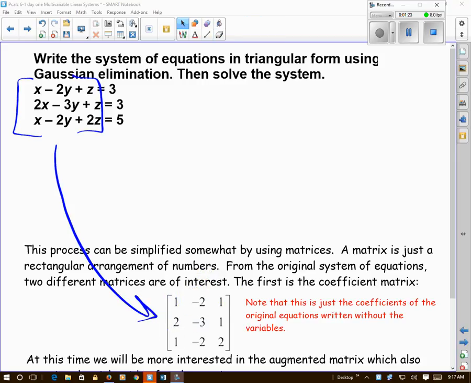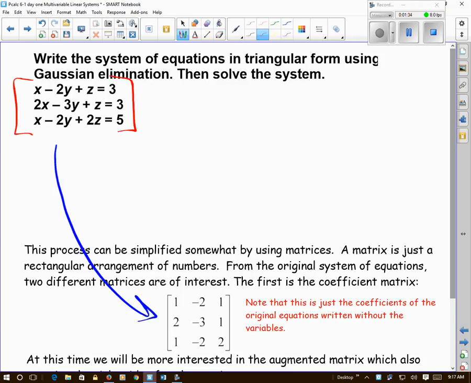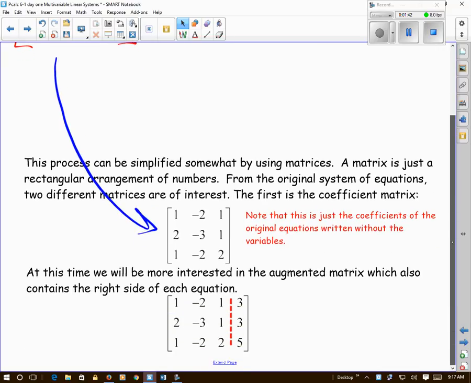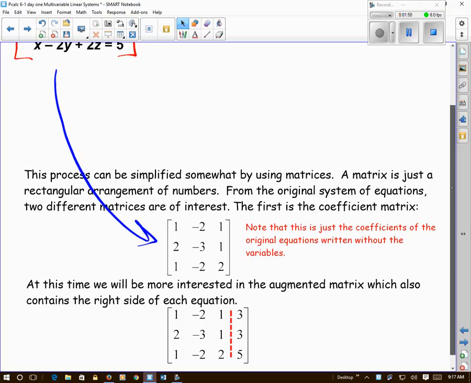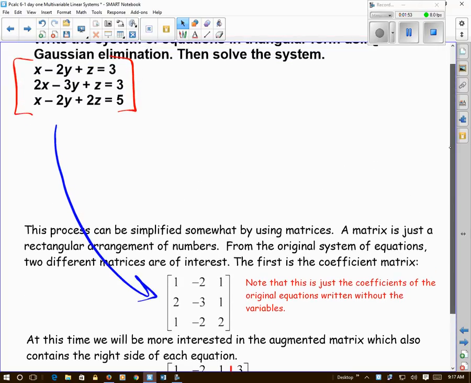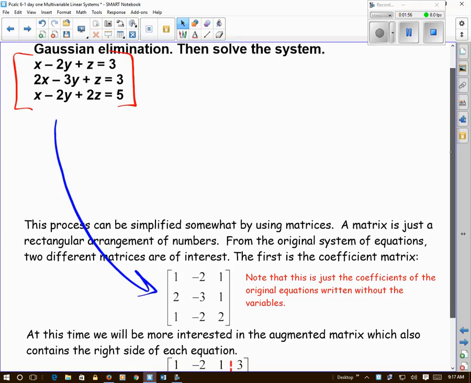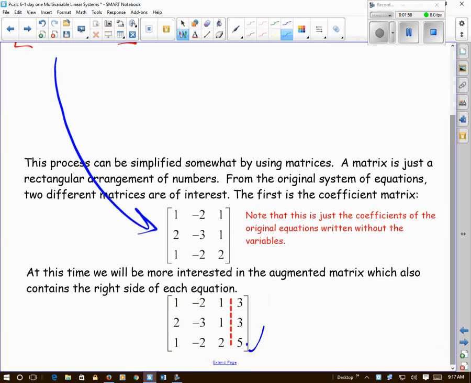Now, for our purposes right now, we're really more interested in a slightly different matrix. If we look at the whole thing and just use the numbers, dropping everything else out of it, we call that the augmented matrix. Here we have the augmented matrix. It's the same as what we had before, but we've added another column with what was on the right side of the equal sign. So we see the 3, 3, and 5 going down on the right side of the equal sign there, and here we have the 3, 3, and 5 added in there.